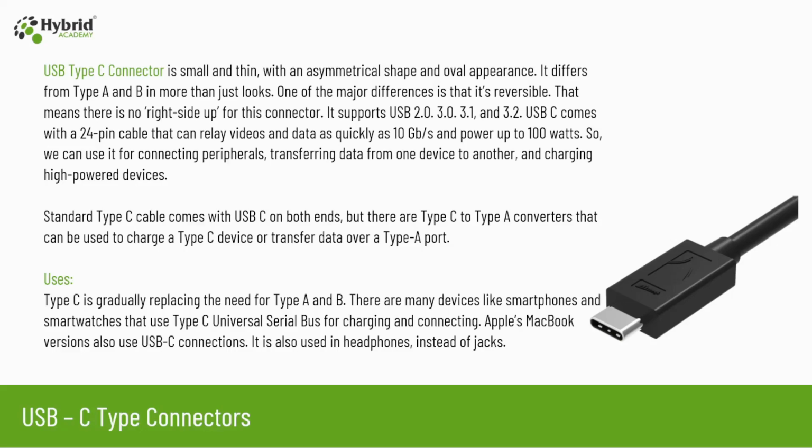USB-C comes with a 24-pin cable that can relay videos and data as quickly as 10 GB per second and power up to 100 watts. So we can use it for connecting peripherals, transferring data from one device to another and charging high-powered devices. Standard Type-C cables come with a USB-C on both the ends, but there are Type-C to Type-A converters that can be used to charge the Type-C devices or transfer data over a Type-A port.